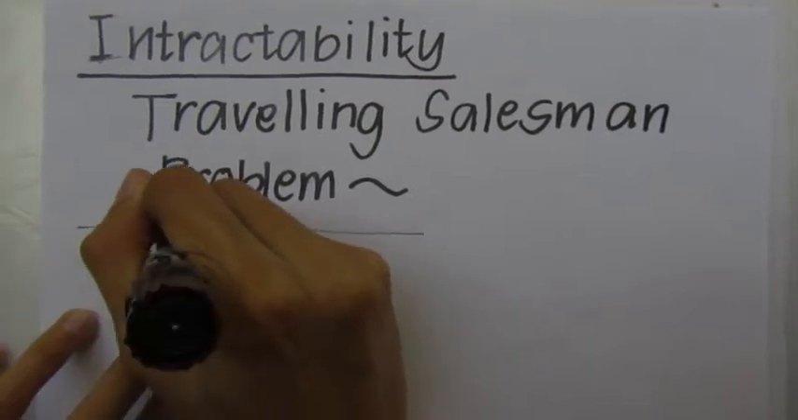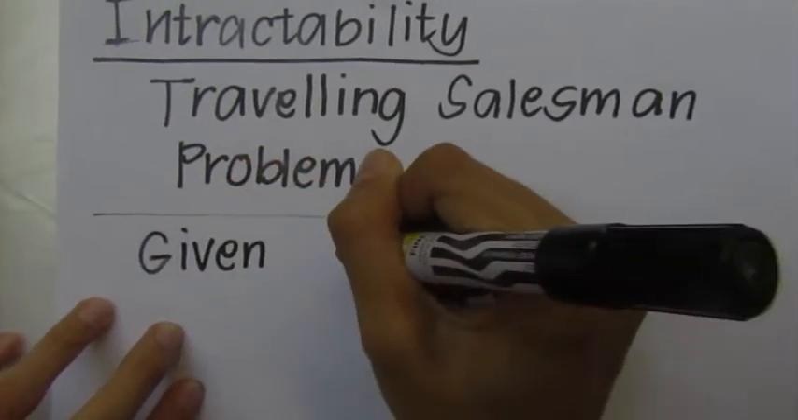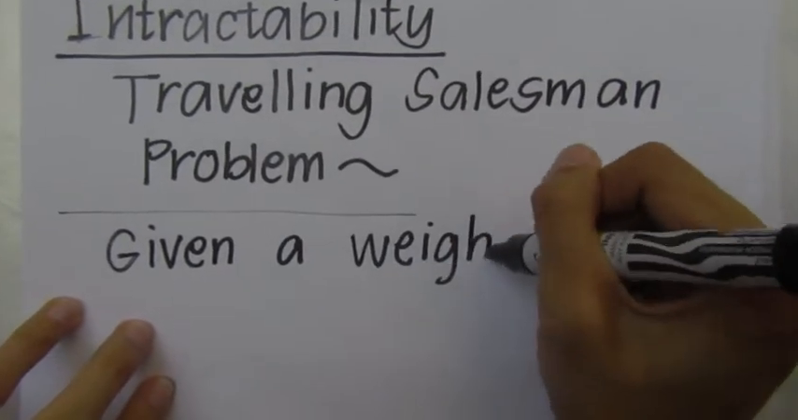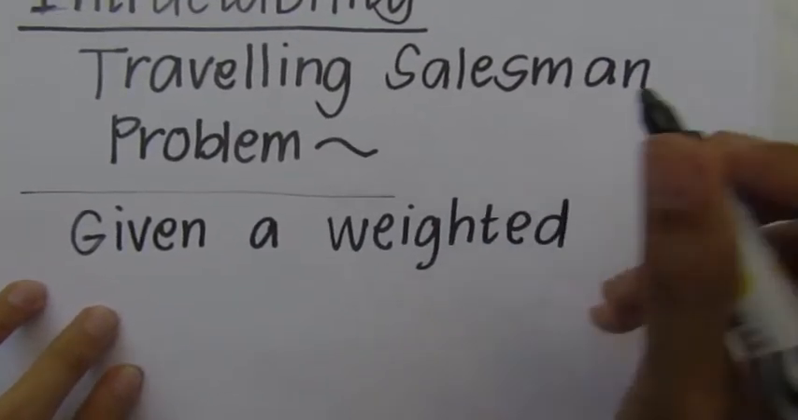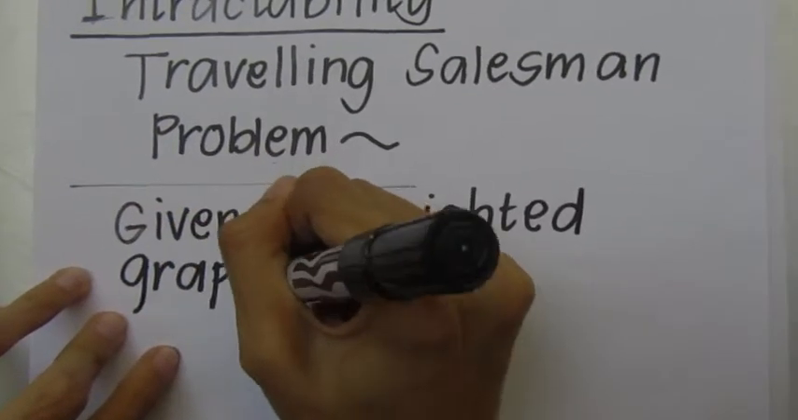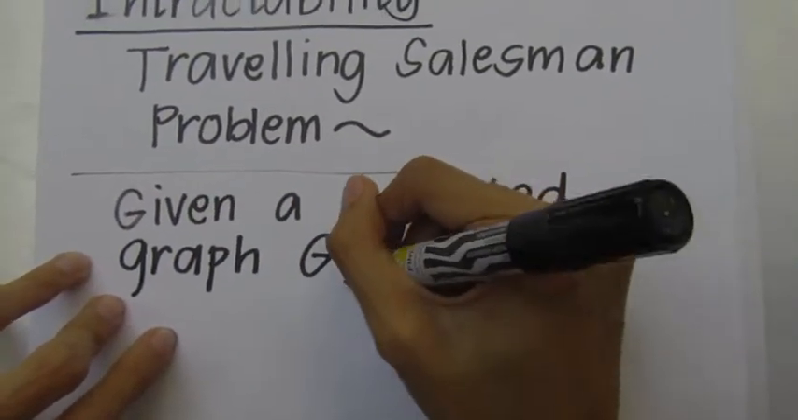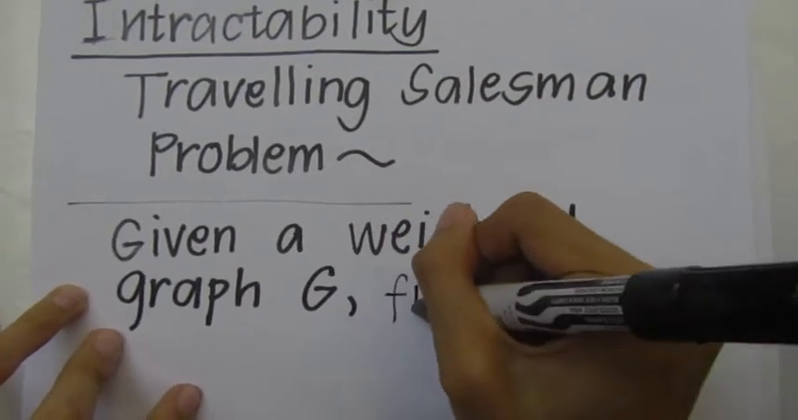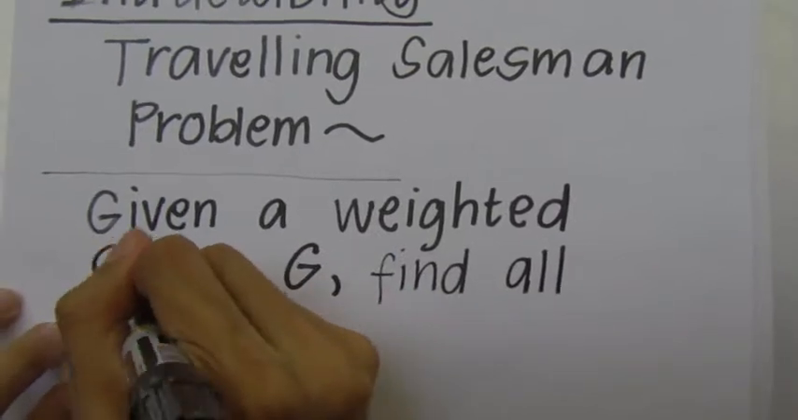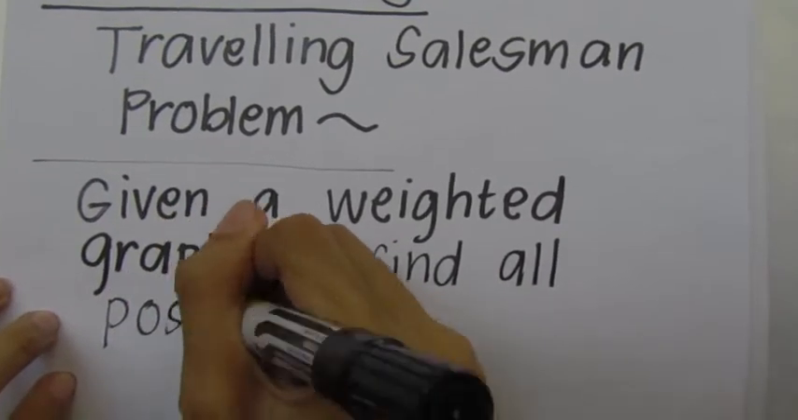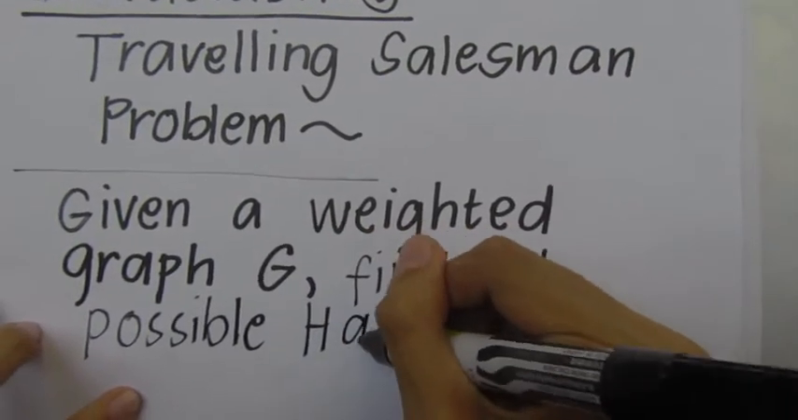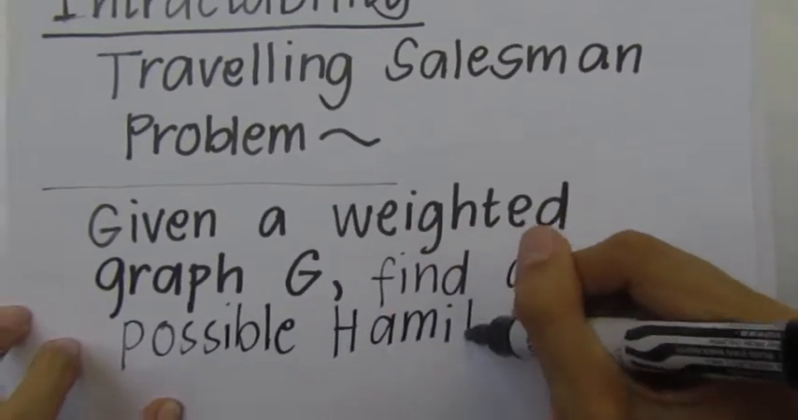Now let's get further to our example. For our traveling salesman problem, given a weighted graph G, we will find all possible Hamiltonian cycles. But first, let's recall what a Hamiltonian cycle is. A Hamiltonian cycle is a cycle in which every node or vertex is visited once. We will find all possible Hamiltonian cycles to determine the shortest path for the traveling salesperson.